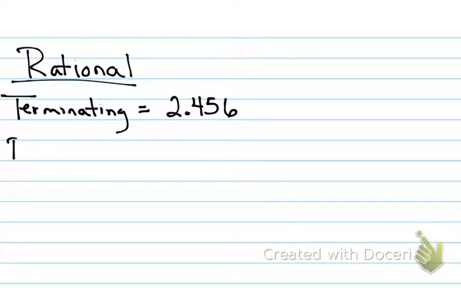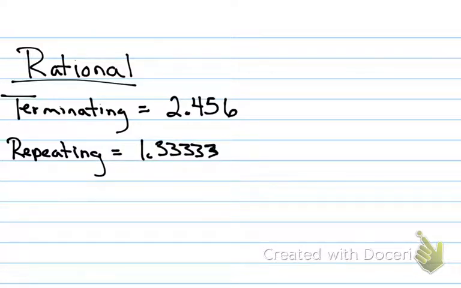A repeating decimal is rational. Repeating decimals are rational. Here's a repeating decimal, 1.3333, and as far as your calculator screen will show, the 3 keeps repeating, so you would write it 1.3 repeating. Repeating decimals are rational. You can say that they're rational because they have a pattern. There's a pattern there of the repeating numbers. Rational numbers are whole numbers. And rational numbers are integers.